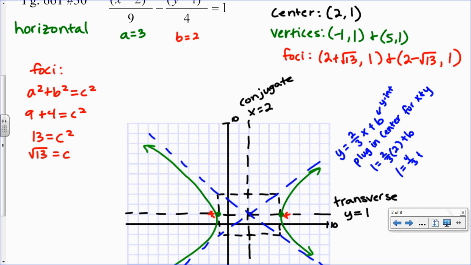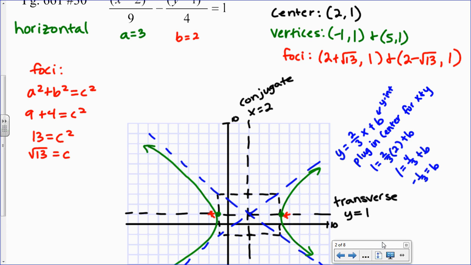So that's 4/3. And then if I subtract, I get negative 1/3 equals b. So my equation is y equals 2/3 x minus 1/3. Okay, that's the equation of that asymptote.